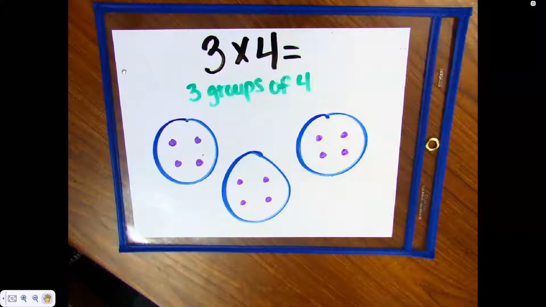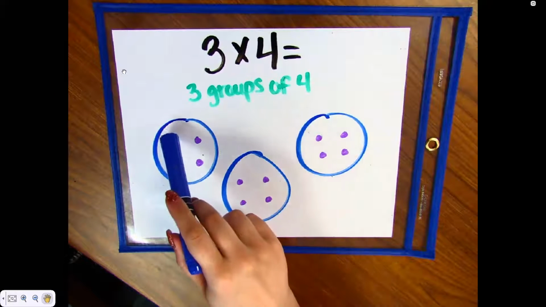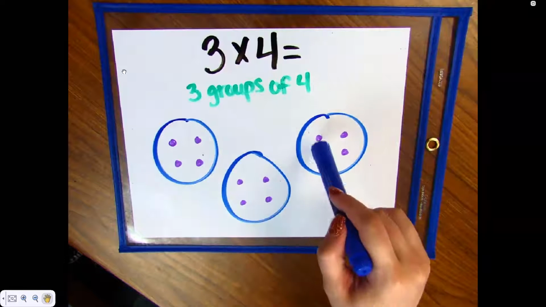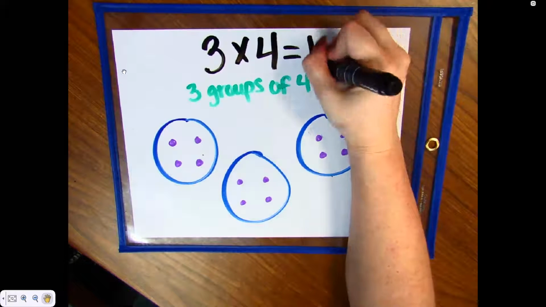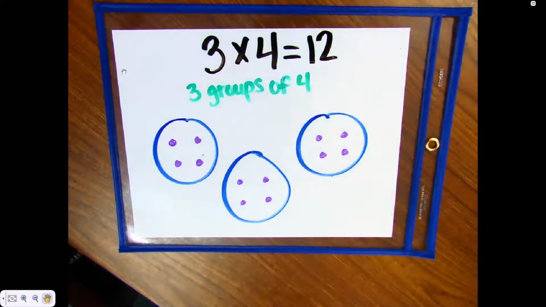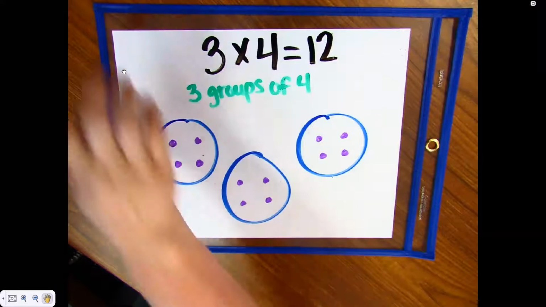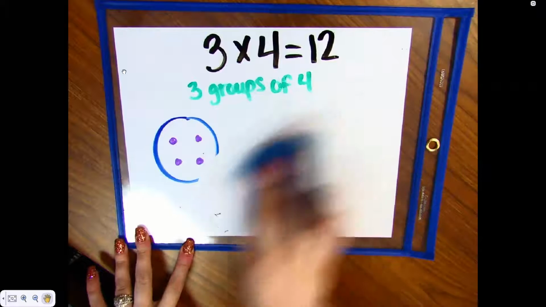Okay. So now I want to know how many I have total. So I'm going to count 1, 2, 3, 4, 5, 6, 7, 8, 9, 10, 11, 12. So I have 12 total. So this was equal groups. Now I could solve this in a different way, right? I could also solve it using an array.